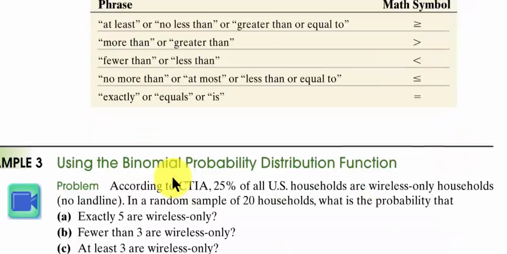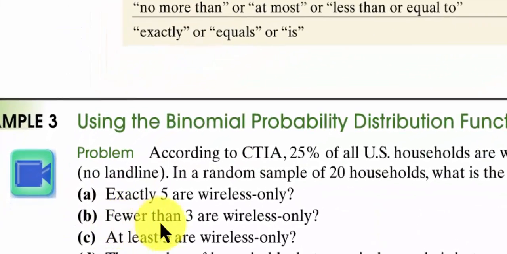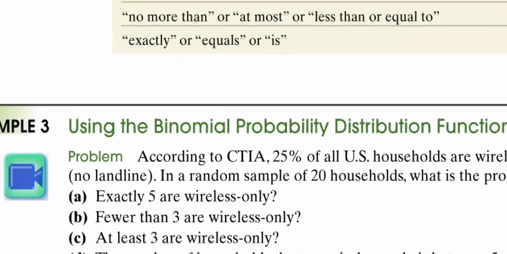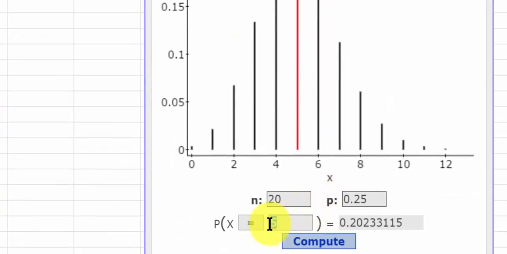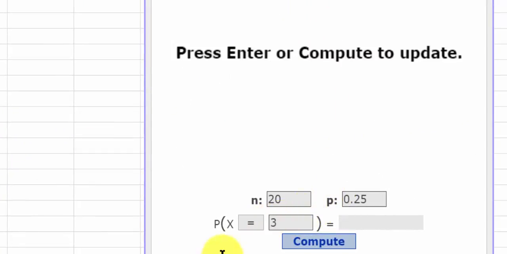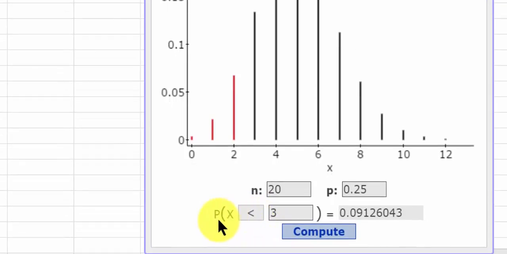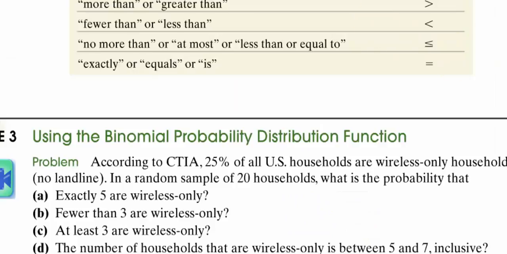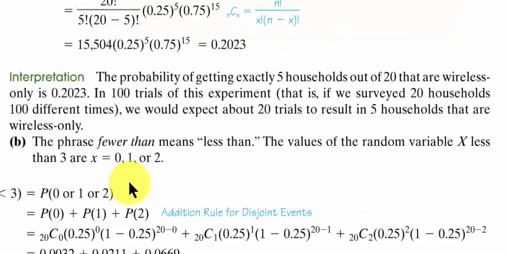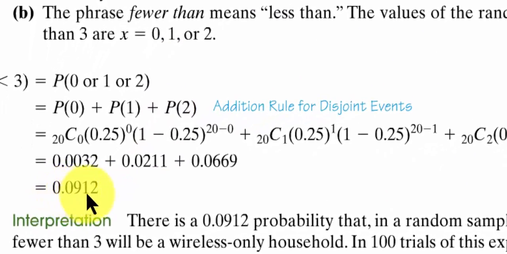Example 3, question B, it says fewer than 3. So if I go back to StatCrunch and I change this to a 3, and fewer would be less than, right? I want to know the probability that X is less than 3. I compute, and my answer is 0.0912. And if you take a look in the book, question B, 0.0912.